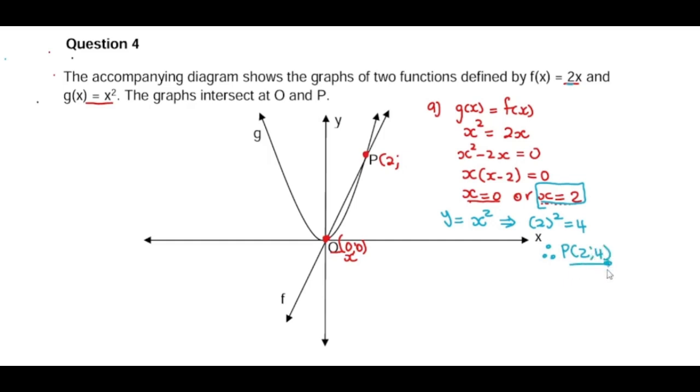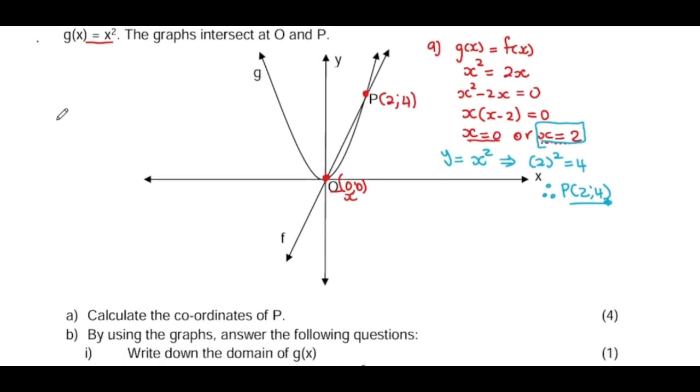And that's it for this question. So let's substitute the value of P there. So this will be 4, and I'm happy with that. So let's look at the next question.